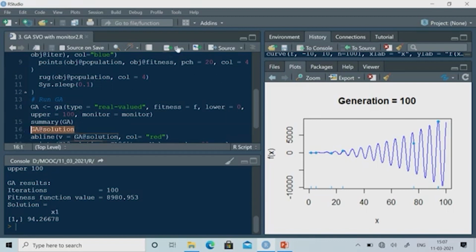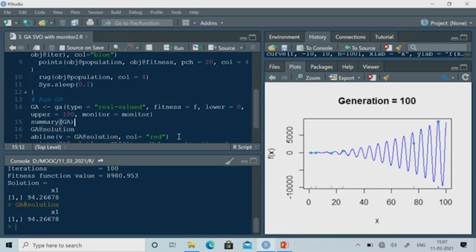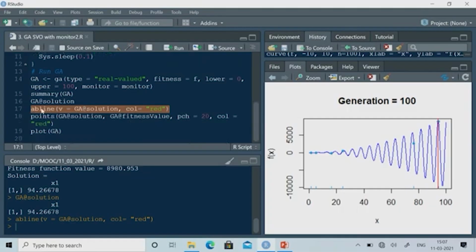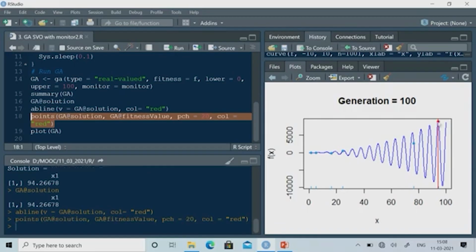So, this is the solution 94.26678, and I can draw a vertical line using the abline command. So, this is the vertical line. This is the final solution I am getting, and I would like to locate the optimal point, which is somewhere here. So, this is the optimal point.